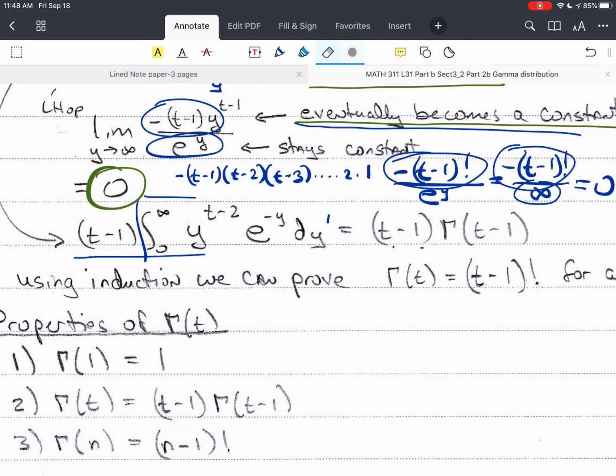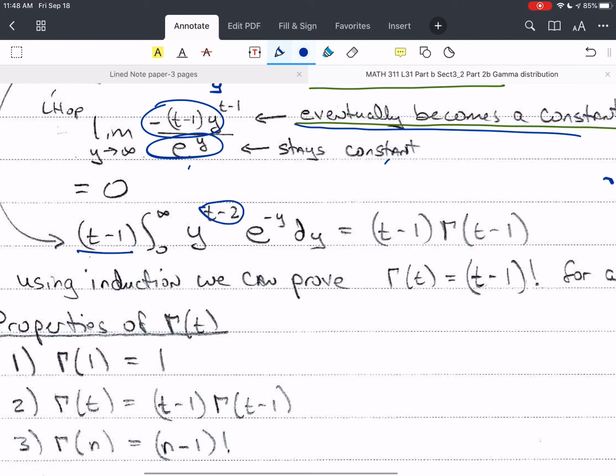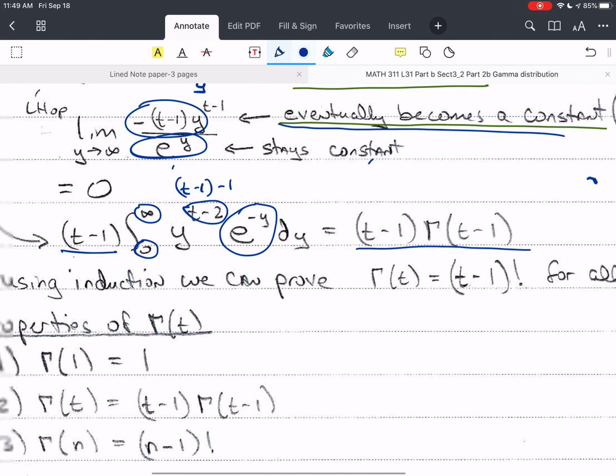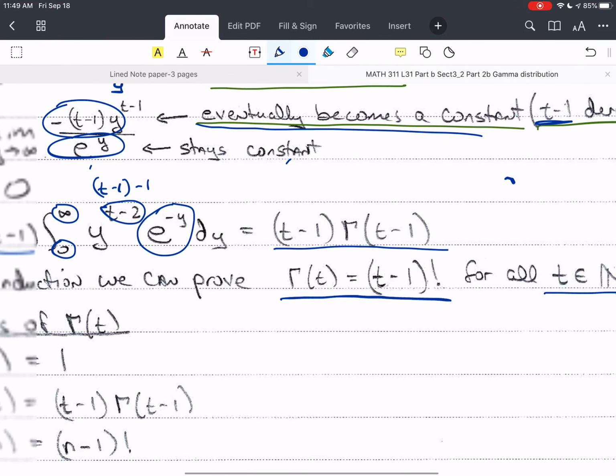So we look down here in this mess that I've done, and in this integral, we have t minus 1 out here, and so this becomes t minus 1 minus 1. We still have e to the negative y, and we still have 0 to infinity. So instead of gamma of t, this is going to be gamma of t minus 1, and we had t minus 1 out in the front. And again, using induction, we can prove that gamma of t is equal to t minus 1 factorial for all t in the natural numbers.